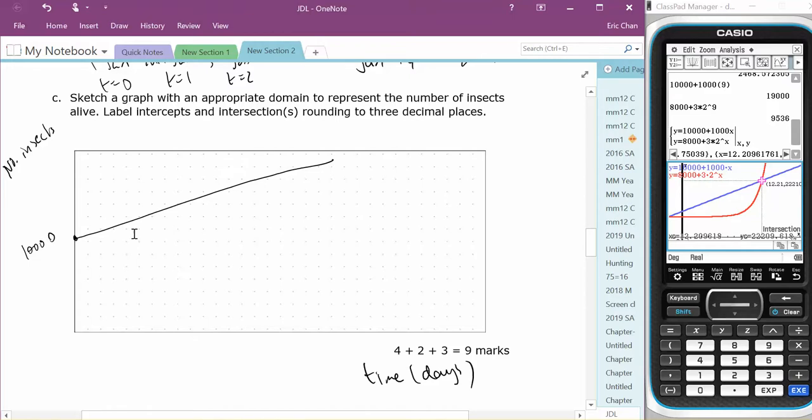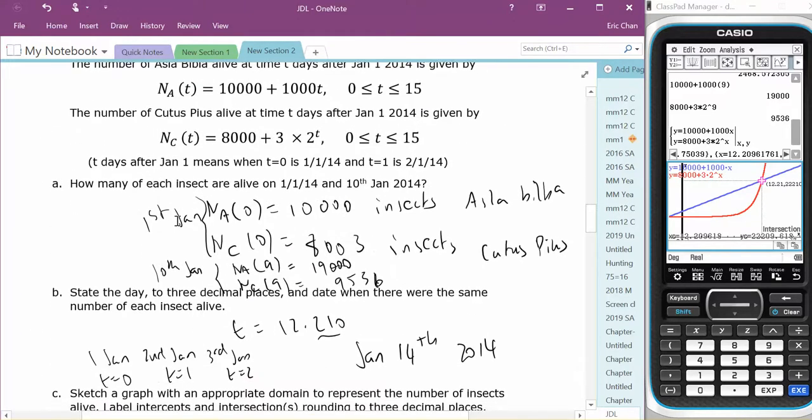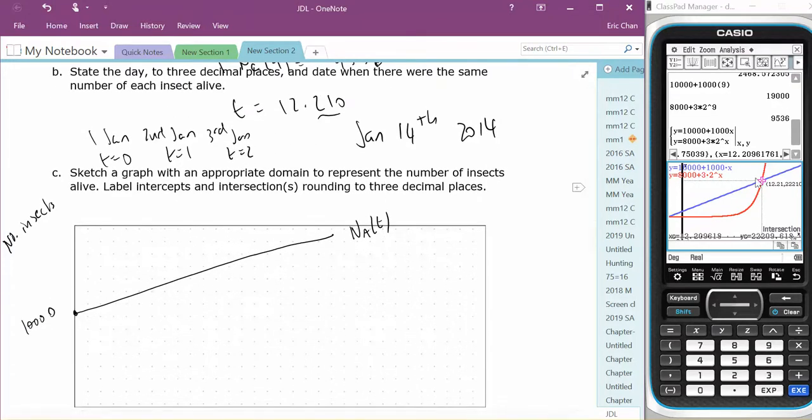And then the second graph, and I need to label it. This is N at t. We do have to find the endpoint at 15, but I'll do that later. The second graph will start at 8,000, so make sure it's roughly to scale, and it's going to look something like that.